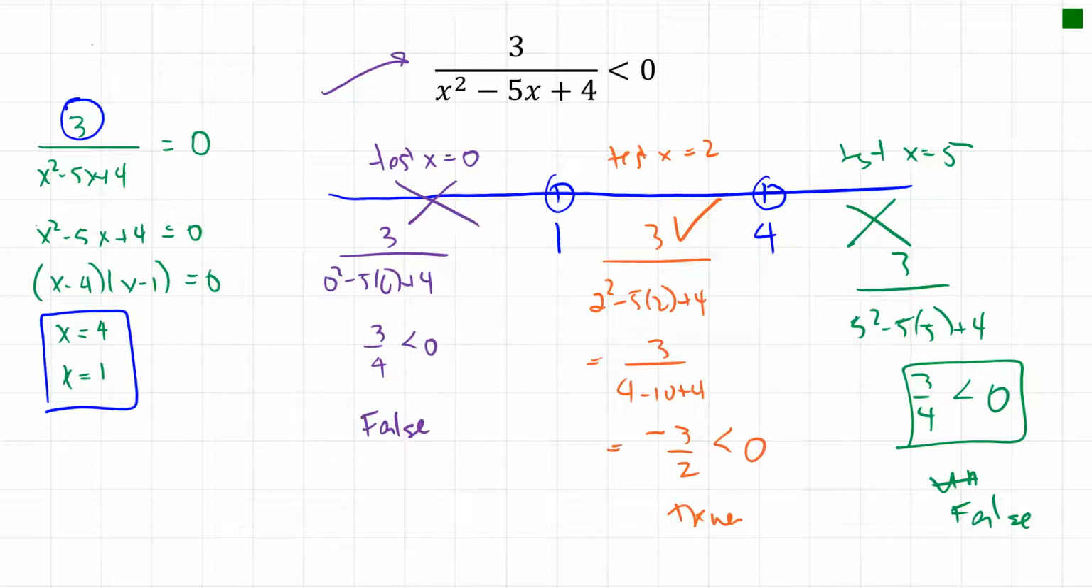So the only solution is between 1 and 4, and it doesn't include 1 and 4, so in interval notation it's (1, 4).